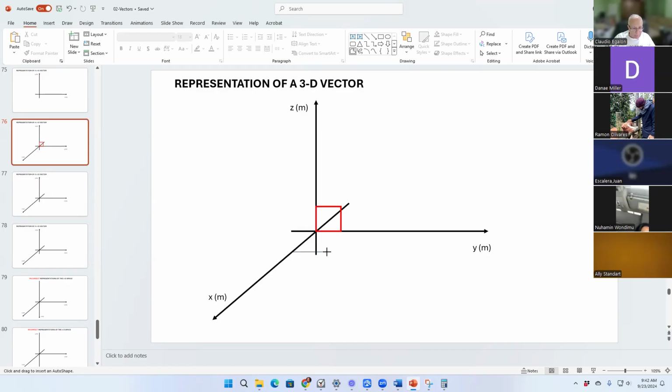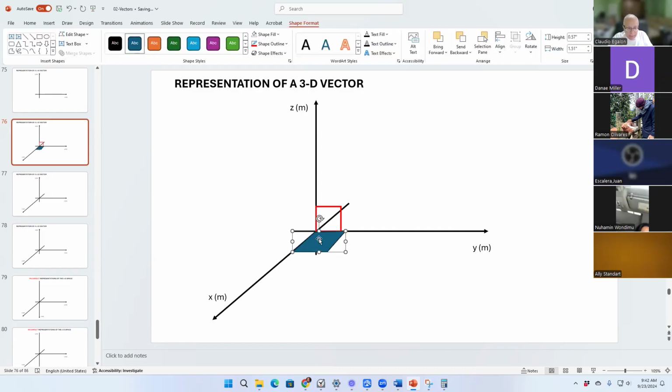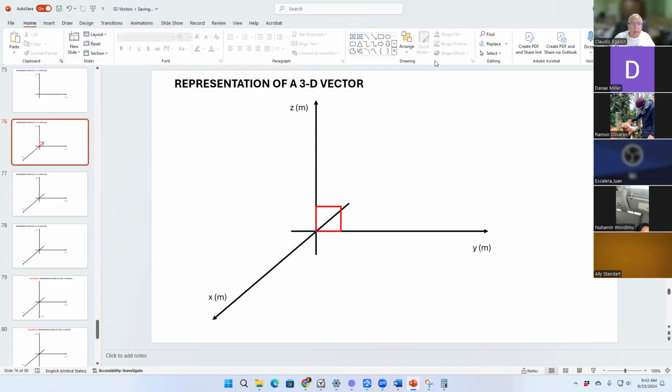See, I'm drawing it parallel to the y-axis, right? First I draw parallel to the y-axis, and then no, I don't like that. Kind of ugly, isn't it? Let's see. Yeah, it's a little bit ugly. Let's try it again. Yeah, it looks better now. Hope so.